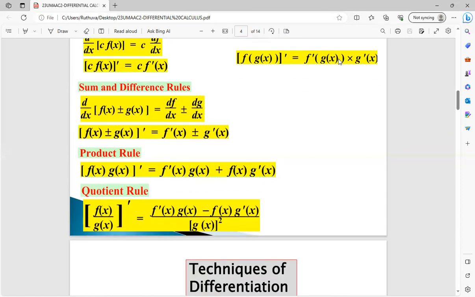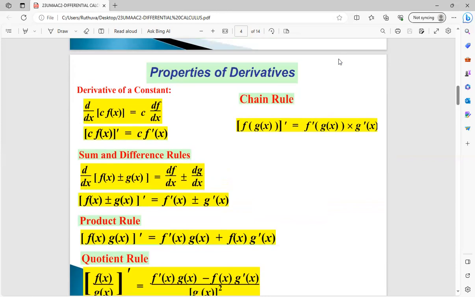Similarly, we can derive it for the quotient rule also. These are the basic properties for the derivatives.